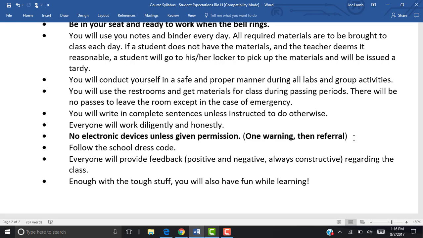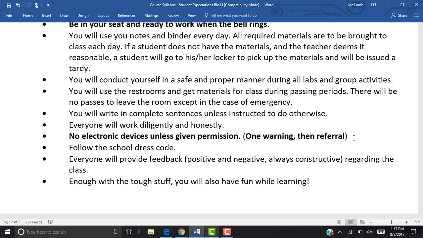Write in complete sentences unless instructed to do otherwise. Work diligently and work honestly. No electronic devices unless given permission. That's very, very important. If I see it, I don't care if it's on the desk, it needs to be put away. We'll talk a little bit more about this in class, but electronic devices are not to be out at any time unless I've given specific permission for them to be out. Follow the dress code, provide feedback, and my goal is for us to have fun.